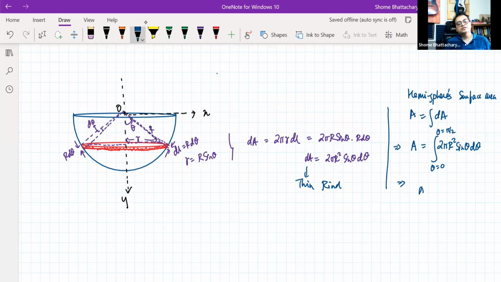So the total surface area becomes: take the constant 2 pi R square outside, integrate sine theta from 0 to pi by 2, and that is unity. So this is a proof that the surface area of a hemisphere is 2 pi R square.